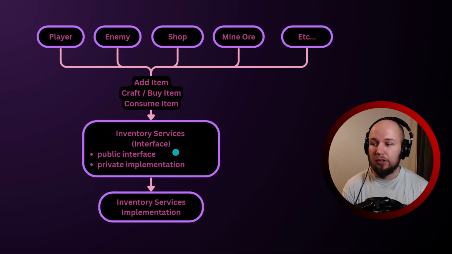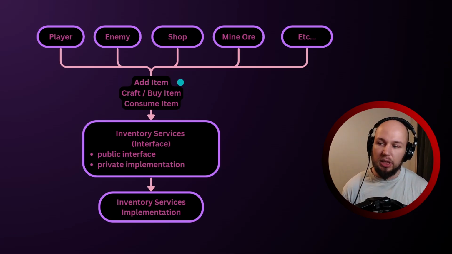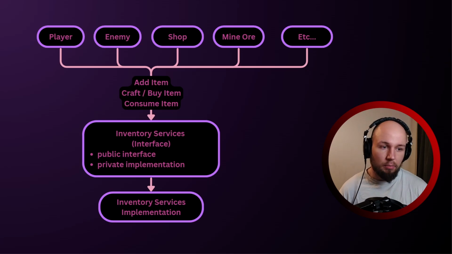And then finally, an inventory example. We have some kind of inventory service. It has a public interface for adding items, removing items, crafting or buying or consuming items, and then a private implementation. So you don't need to give everyone access to changing the items. You can limit the access to this script to only the interface. Like in large teams, this might cause issues, but as long as you're solo or in a team of less than 5 people, I think this works just fine.